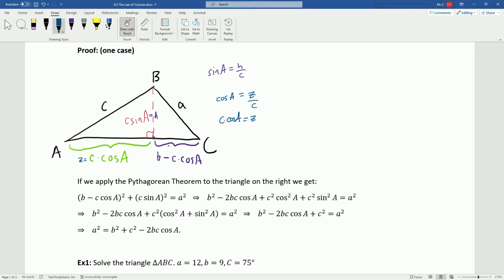So what does that give me for this side here? Well, if the whole length is b, then this is just b minus c cosine of A. It's the part that's left over when you subtract this part in green.